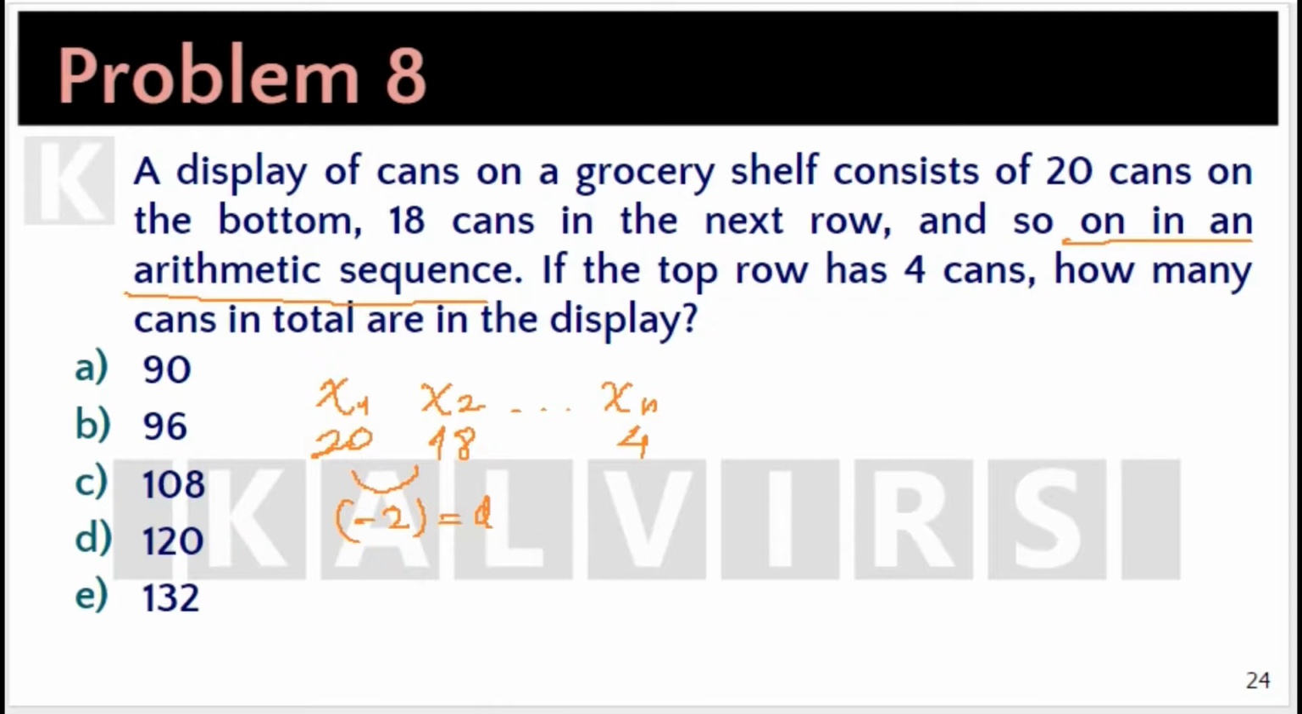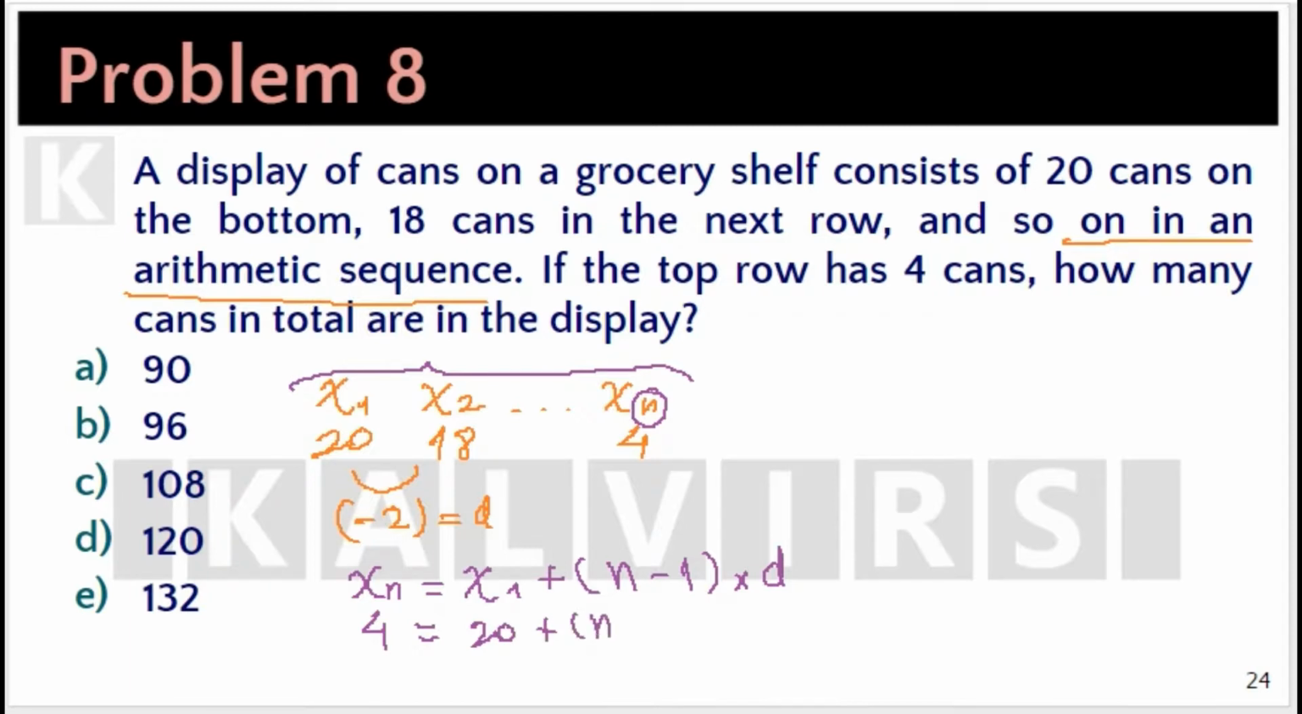Now, if we want to know the number of rows in the display, is there a formula to apply? We're going to apply the nth term formula. The nth term of the sequence is the first term plus n minus 1 times the common difference. Therefore, 4 is 20 plus the number of terms minus 1 times -2.